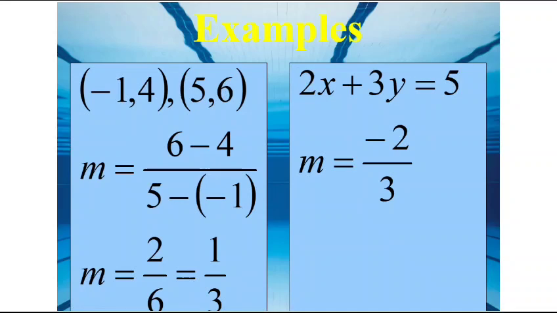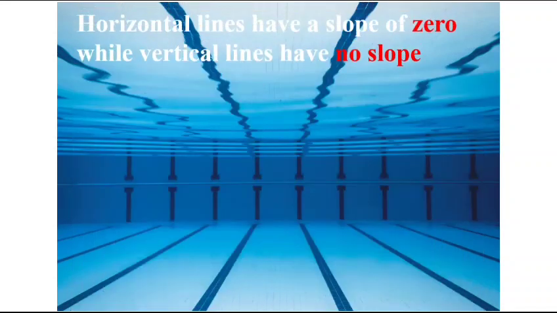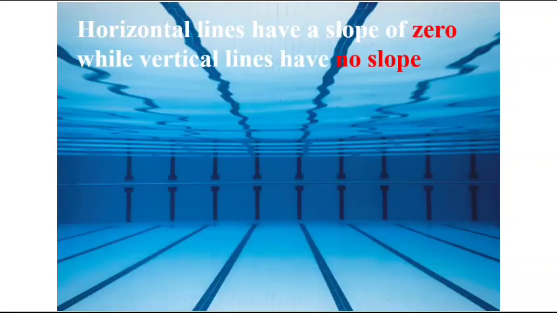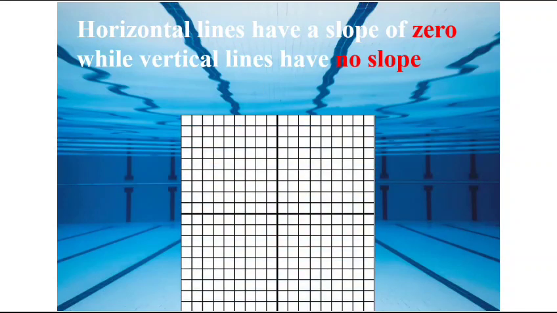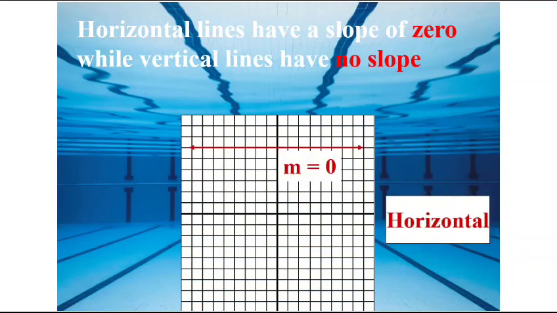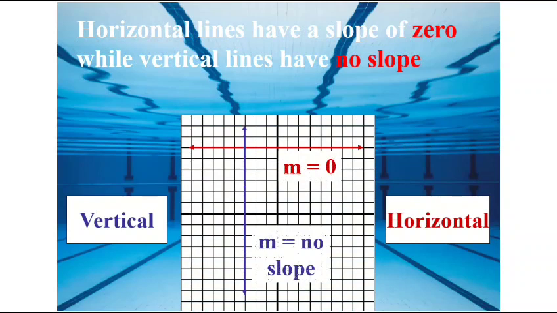Next, the line 2x plus 3y equal to 5. So m equal to minus 2 by 3. Horizontal lines have a slope of 0 while vertical lines have no slope. Let's see now. Here horizontal line m equal to 0 but vertical line no slope.